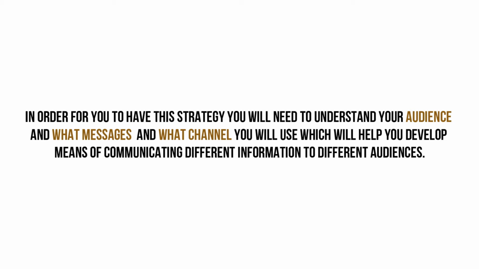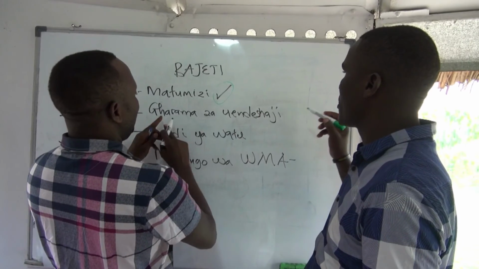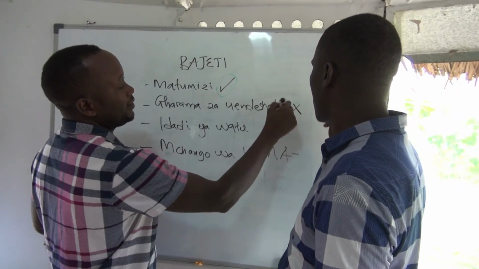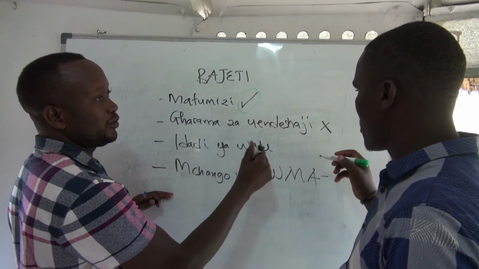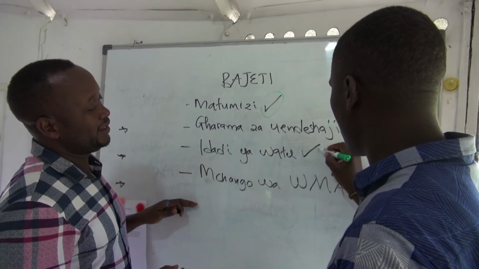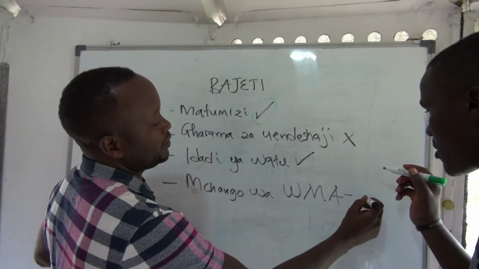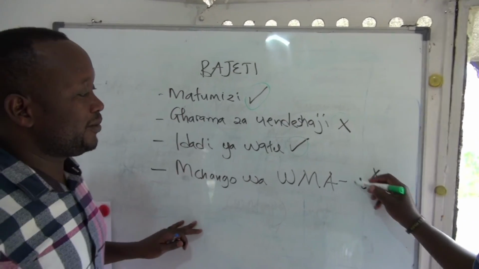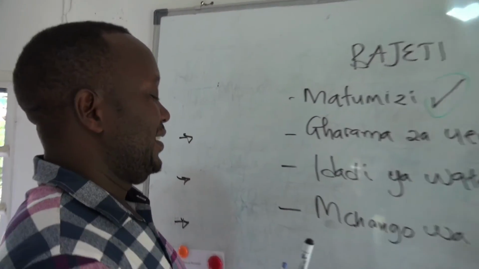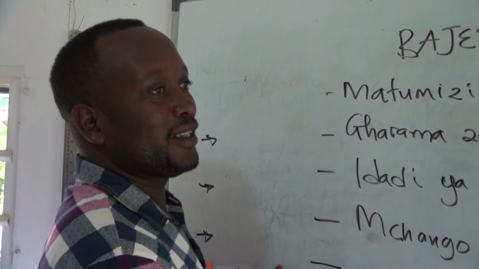Now, in order for you to have this strategy, you need to understand your audience and what messages and what channels you use, which will help you to develop means of communicating different information to different audiences. It is important to start with what you already have. Then you can build around the existing communication tactics. The goal here is to have a document that has all the guidelines that is also approved by the AA.